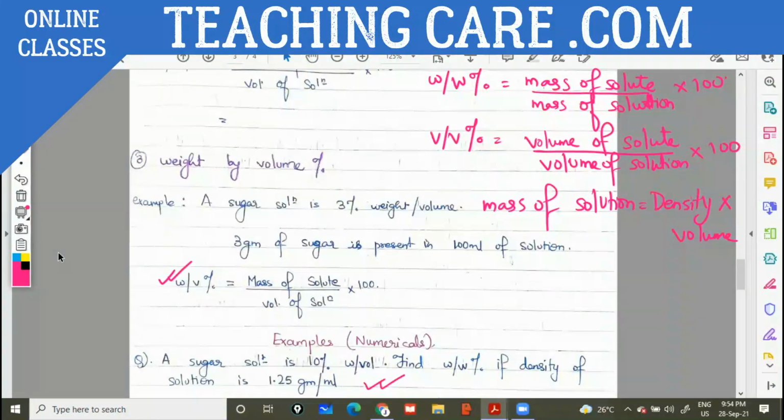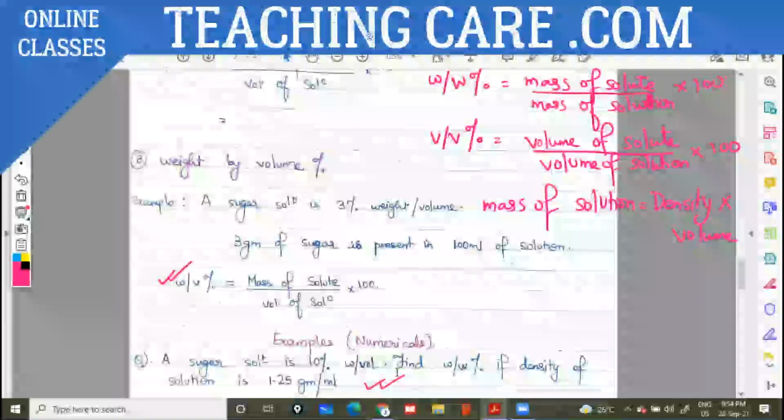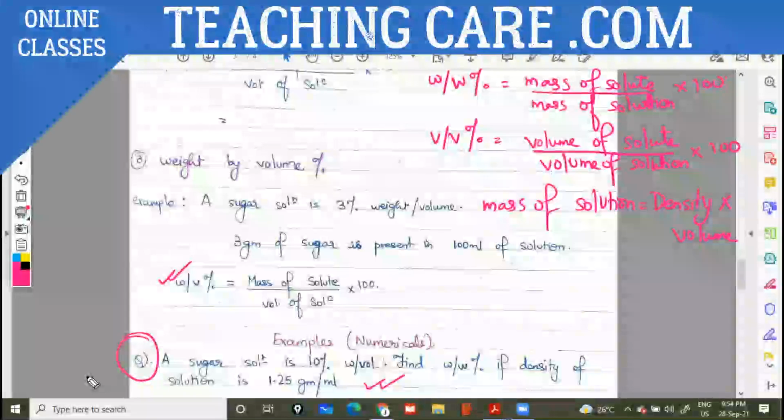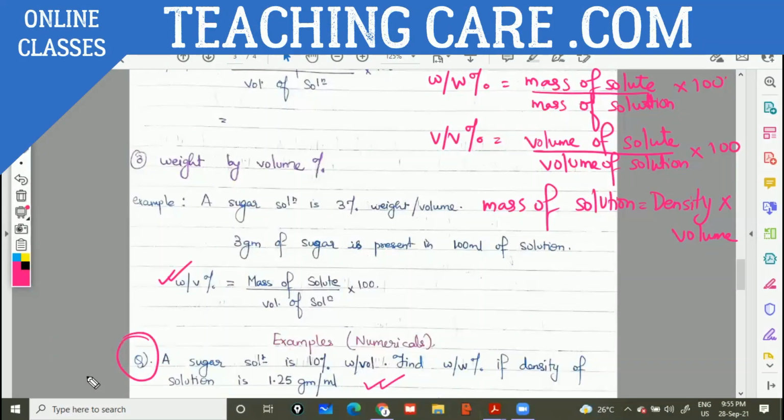Which sum? This one, Ash. A sugar solution of 10% weight by volume is given. Find its weight by weight. This is given, weight by volume. You need to find the weight by weight percent of this solution. This sum. Okay? Yes, ma'am. Try it out. Chalo.